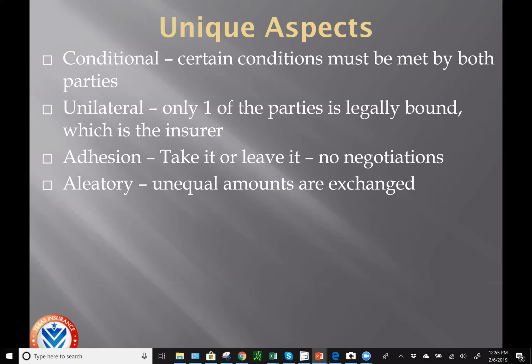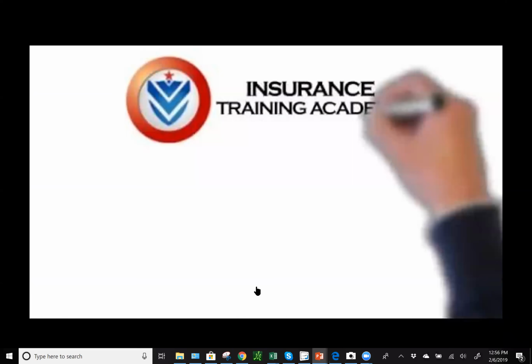Next, we have some unique aspects of insurance contracts. Got 4 words for you here. First word is conditional, and these are just bulleted definitions, by the way. Conditional means certain conditions must be met by both parties. And then on these next 3 words, unilateral, adhesion, and aleatory, let me show you a quick video on each one of those to kind of drive it home.